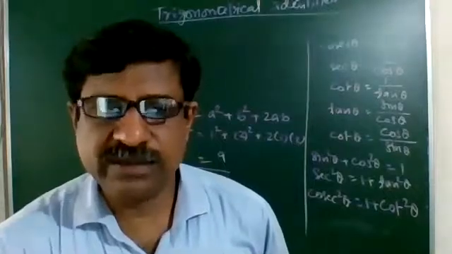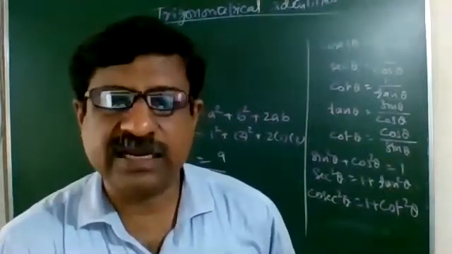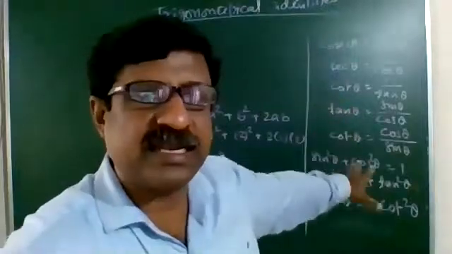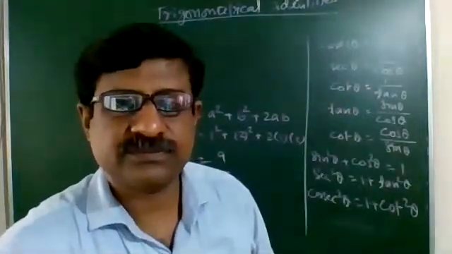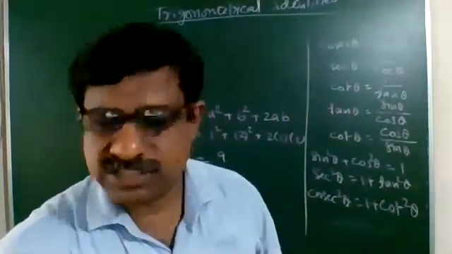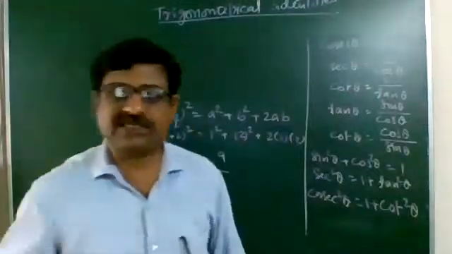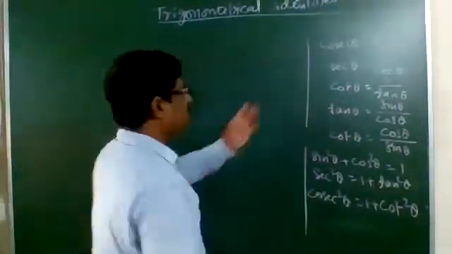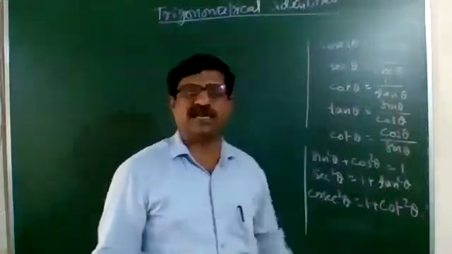In the same way, there are some other identities we are going to prove with the help of these basic formulas and identities. The questions are to prove some identities with the help of these basic ones. I have written all the formulas related to trigonometry in the right hand corner.